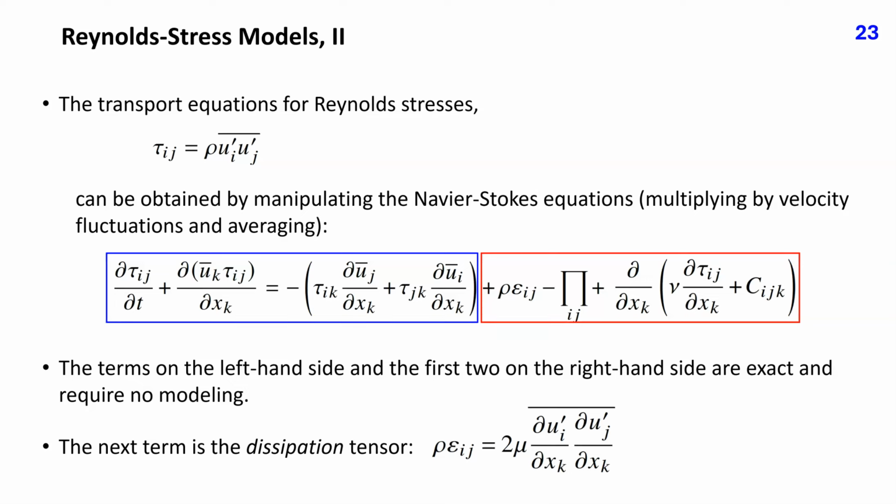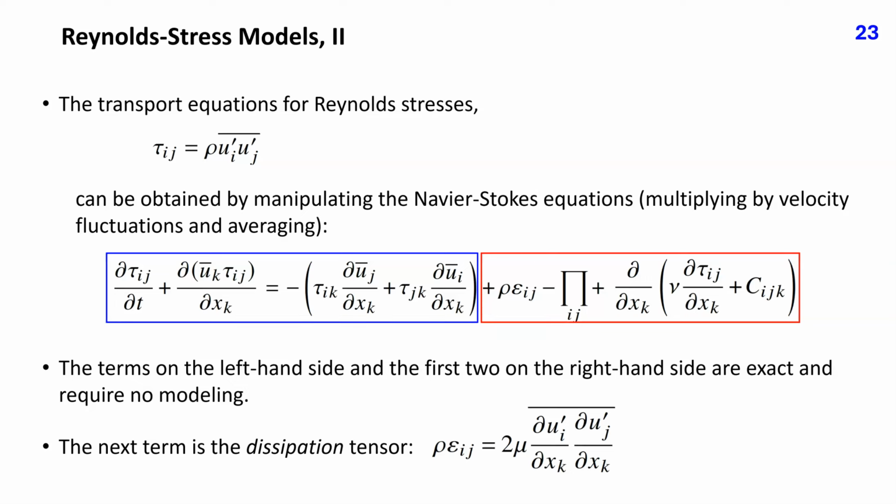The transport equations for Reynolds stresses, given by this expression, can be obtained by manipulating the Navier-Stokes equations. The process involves multiplying momentum equations by velocity fluctuations and averaging. We skip the derivation and show only the final result, 6 equations for the 6 tensor components. The terms on the left-hand side and the first 2 on the right-hand side, framed in blue, are exact and require no modeling. The remaining terms, framed in red, cannot be computed without approximation and must be modeled. Let's see what these terms look like.